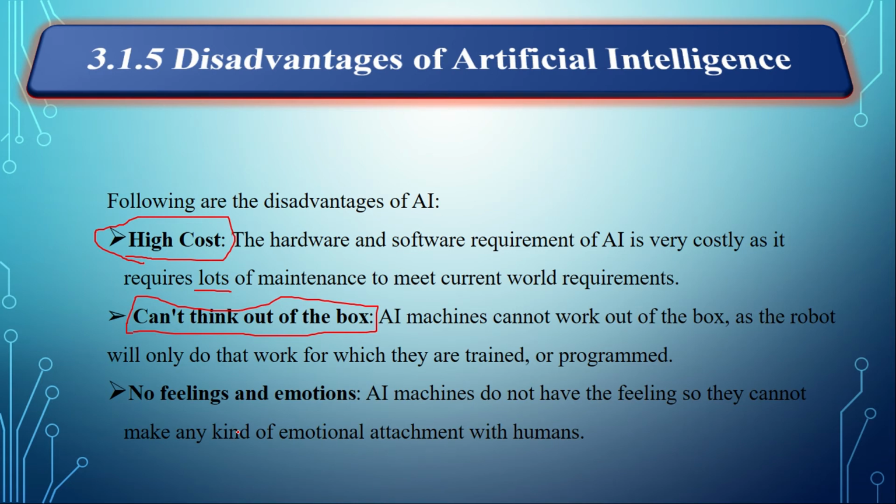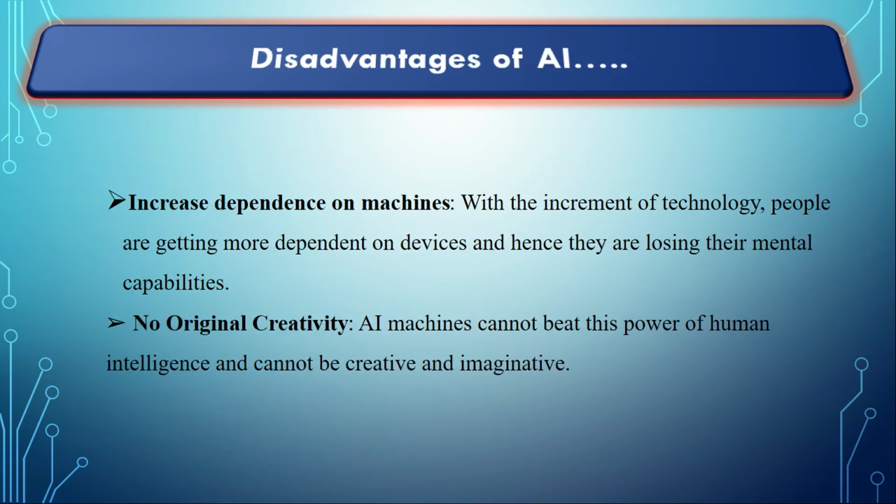Out of the box, it doesn't understand or can't think more. The third one is no feeling of emotions. This is also one disadvantage. AI machines do not have feelings, so they cannot make any kind of emotional attachment with humans. Once programmed, they perform based on that program. So the disadvantage of AI is also this: increased dependency on machines. This is the fourth disadvantage of AI.